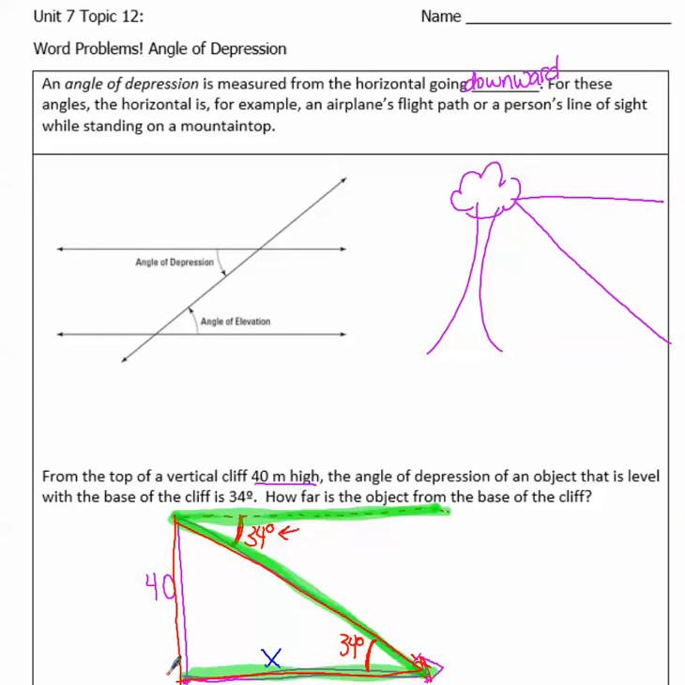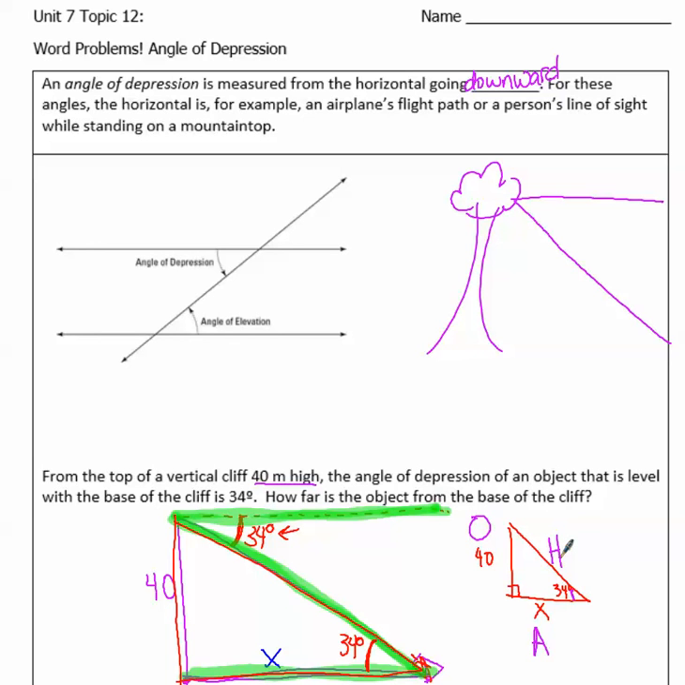I could draw that triangle over here. I've got 40, I've got x, and I've got that this is 34 degrees. This cliff is making a 90-degree angle, so I'm looking at a SOHCAHTOA problem. I want to label everything, and everything is based on this acute angle, this 34 degrees. Based on that acute angle, 40 is opposite that angle, x is adjacent to that angle, and of course my hypotenuse is always across from the 90-degree angle.